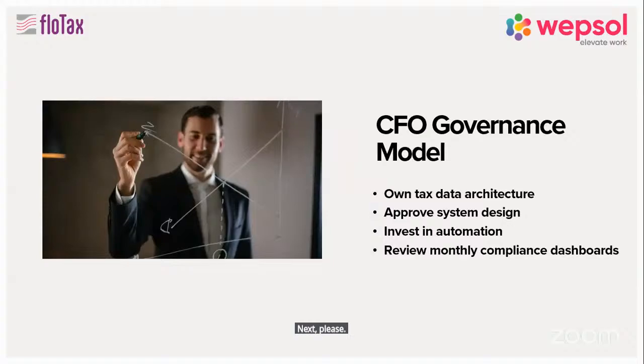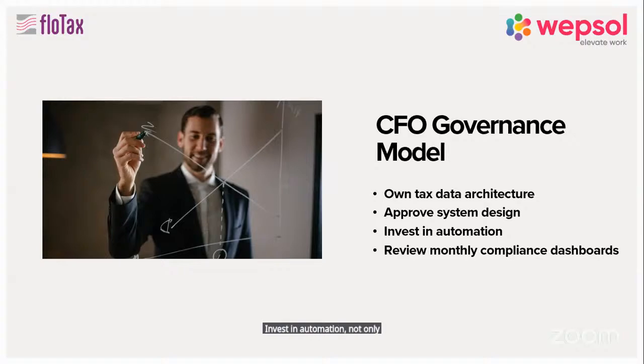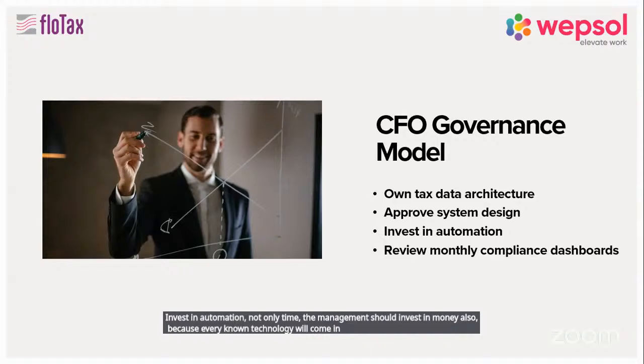Yeah. Now, overall responsibility always lies with the managers, heads of departments, or CFOs. So own the tax data architecture and approve system designs. Whatever automations, whatever designs you make for your automation purpose, you need to approve. Invest in automation, not only time; the management should invest money also, because no technology will come for free. You need to spend some money and then expect the return in 3 months, 6 months time, and then review compliances and dashboards.